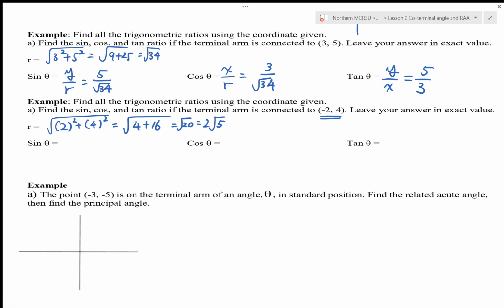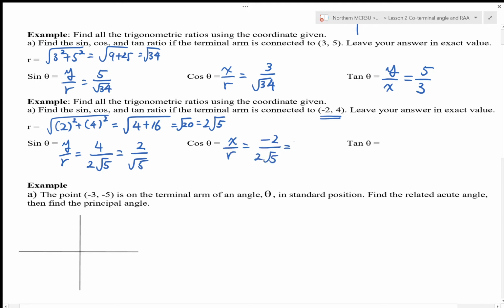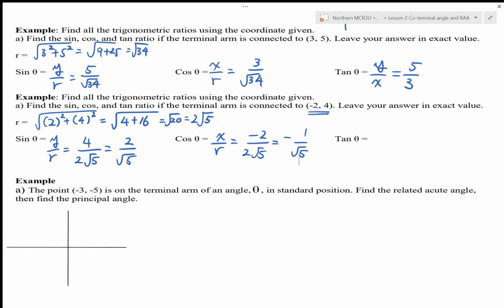Now sine theta again is y over r, and in this case is 4 over 2 square root of 5, which gives me 2 over square root of 5. Cosine theta is x over r, which in this case is negative 2 over 2 square root of 5, which is negative 1 over square root of 5. Now tangent theta is y over x, so it will be 4 over negative 2, which is negative 2.